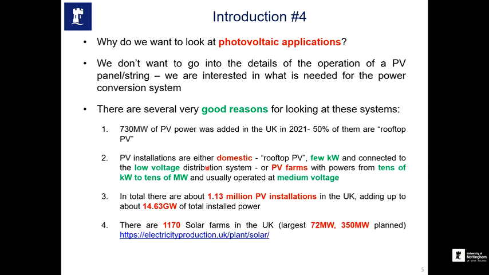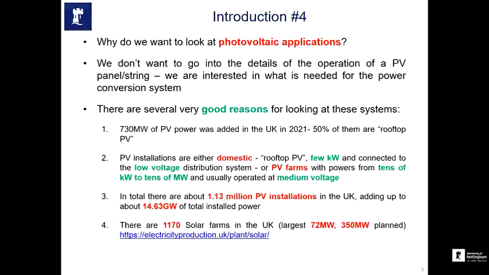Which means, as I briefly mentioned as well, the PV installation can be domestic, which has the rooftop PV, which can be a few kilowatts, and they are usually low voltage. So the voltage output is suitable to connect with the 240 volt AC system, which is the low voltage distribution system. Whereas the large PV farms could be tens of kilowatts and up to megawatts, and they operate in medium voltage. So the voltage output from those large PV farms could be a few kVs to tens of kVs. Okay.